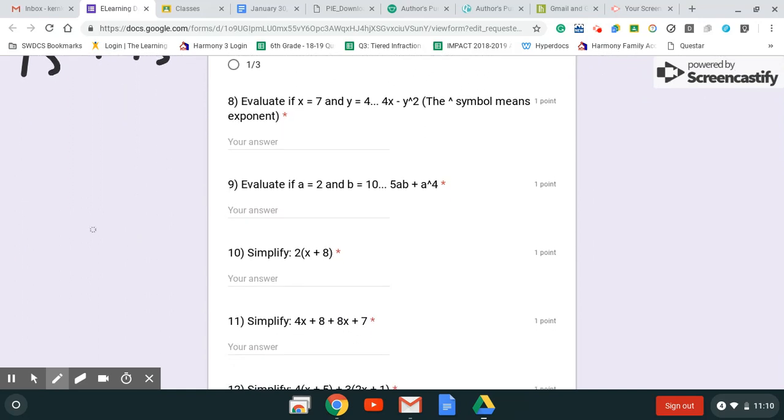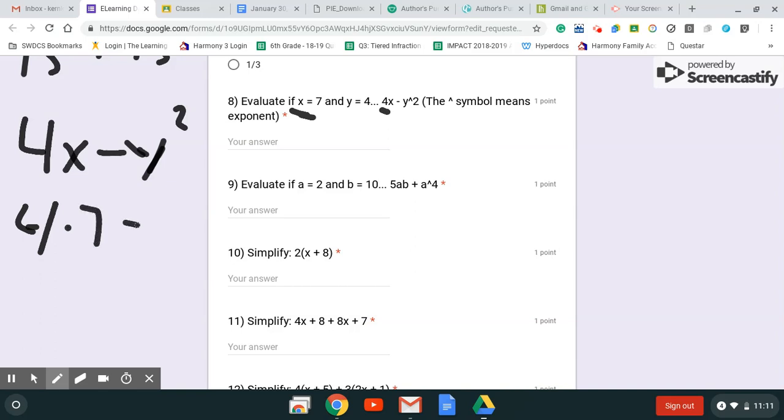All right, number 8, evaluate if x equals 7 and y equals 4. So you have 4x minus y squared. So you're going to plug in your numbers. So what's x equal? X equals 7. When you have a number and a letter touching like this, you multiply. So you're going to take 4 times 7 minus, what's your y equal? Y equals 4. So 4 squared. And then you'll solve. So 4 times 7 minus 4 squared.